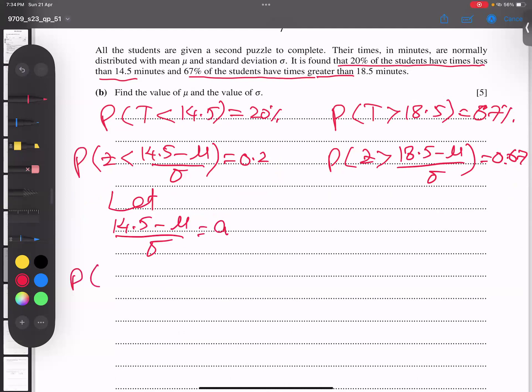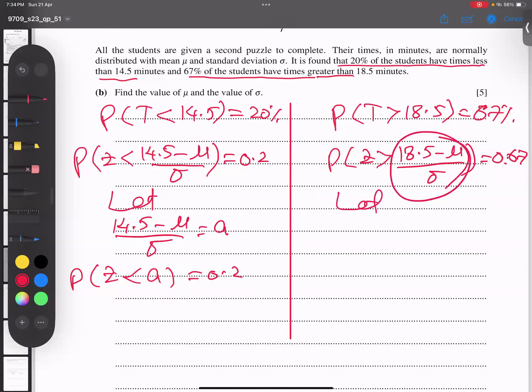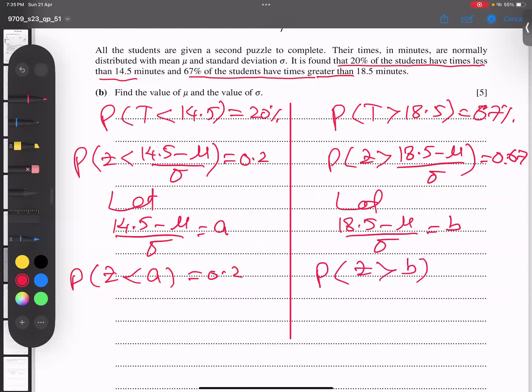So this will turn to be Z is less than A equal to 0.2. This statement converts from here. Same story, students. So if I convert this, assume let this whole thing I take as another variable, (80.5 minus mean) over deviation equals B. So this formula will turn bigger than B equals to 0.67.